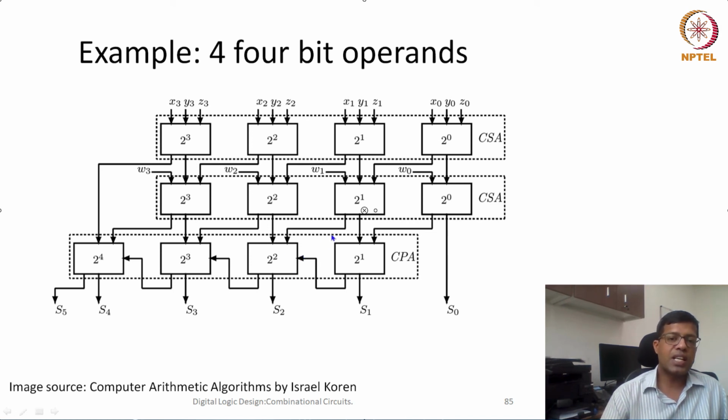Now the next stage is taking the carry from the 2's power 1 adder here, and the sum of the 2's power 2 adder. Similarly, this 2's power 3 adder is taking input from these 3 places: the carry of the 2's power 2 stage here, the carry of the 2's power 2 stage here, and the sum of 2's power 3. Similarly, the 2's power 4 adder is also taking 3 inputs, all from the 2's power 3 adder.